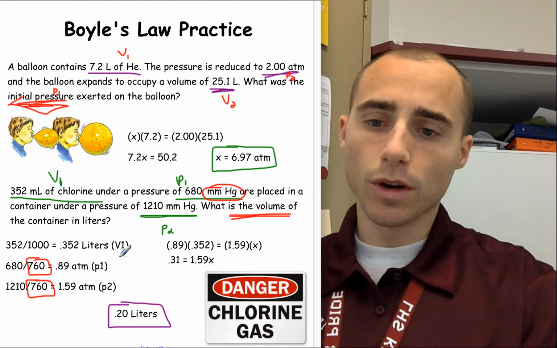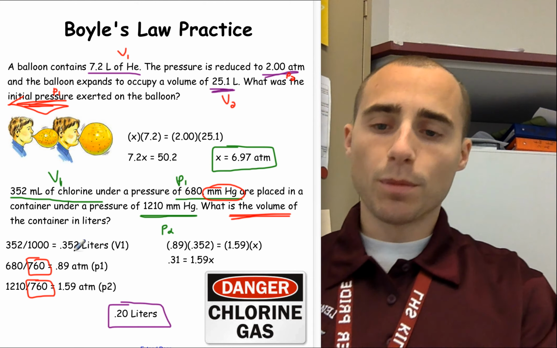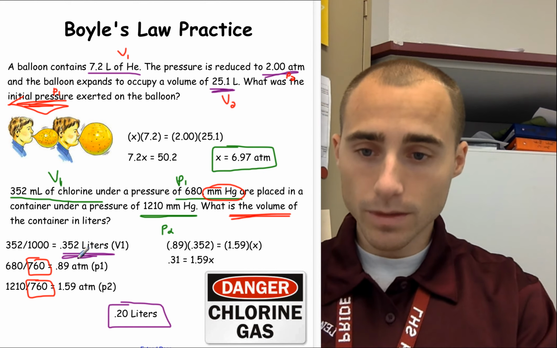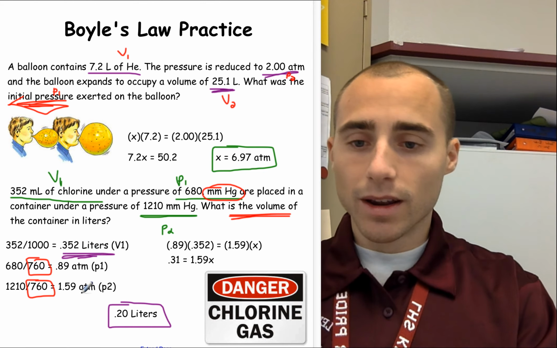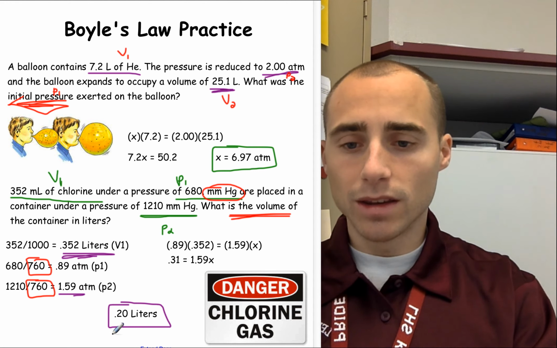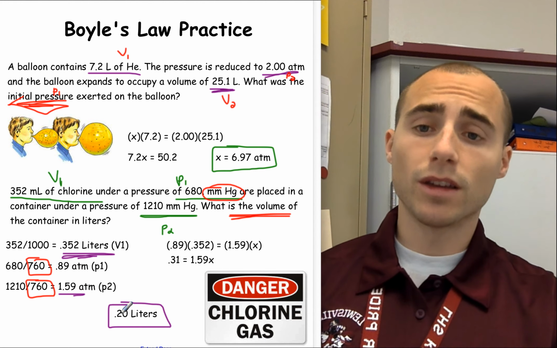Let's see if that works out correctly. We start off with 0.352 liters. That's a bigger number. And then our pressure increased from 0.89 to 1.59, so therefore our volume needed to decrease, and our volume did decrease, so we got the correct answer.